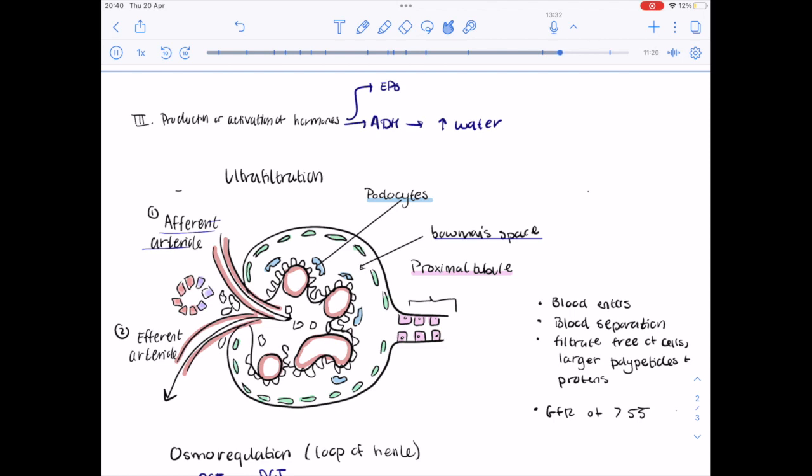Ultrafiltration is the first step with the kidneys, and we have a glomerulus, which is this network of capillaries, and we have a capsule surrounding the capillaries known as the Bowman's capsule, which is this here. Okay? The glomerulus, it's a really difficult word to say, has an afferent arteriole, which goes in, and an efferent arteriole, which takes the blood out.